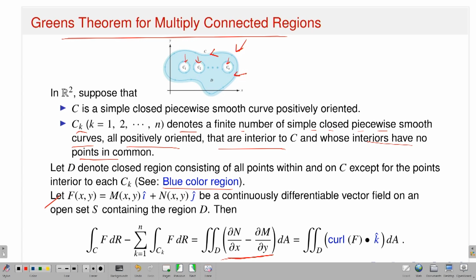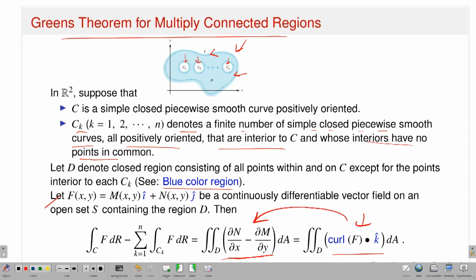So that can be written as a double integral, and this is very easy to see. If I look at my vector field in R3, then you can calculate the curl of F dot product with k cap, that is the vector 0, 0, 1, and it turns out that this is exactly equal to this expression.